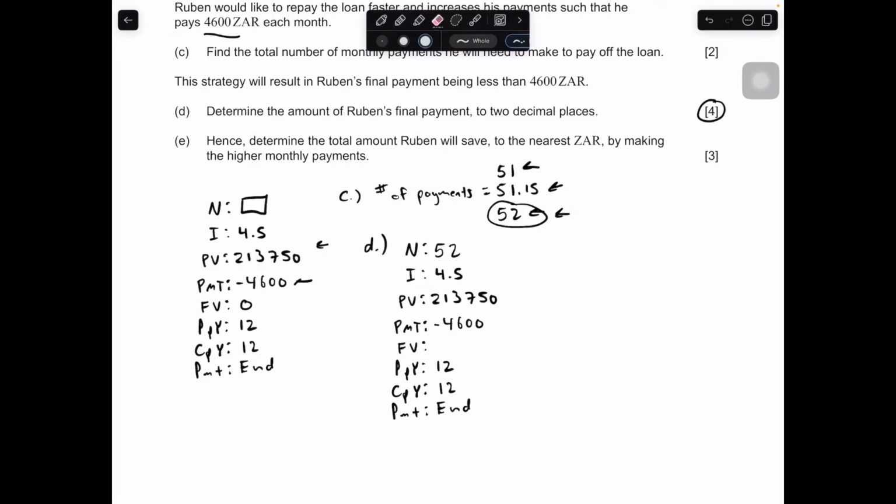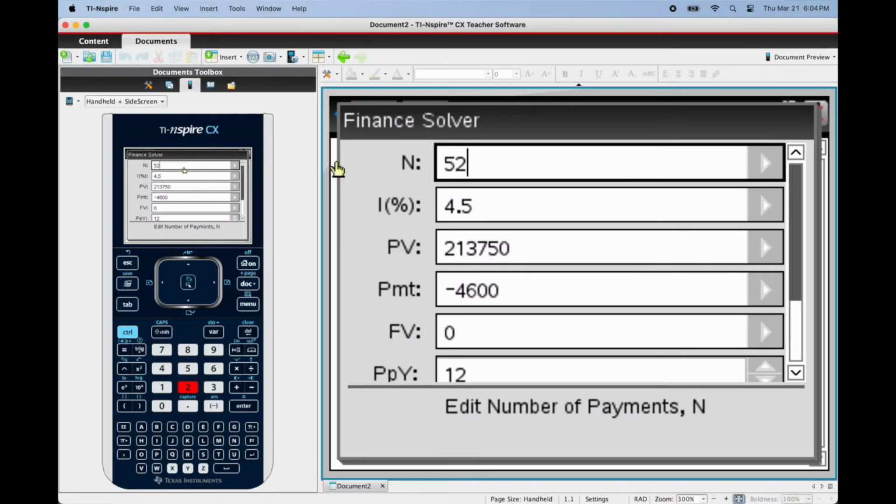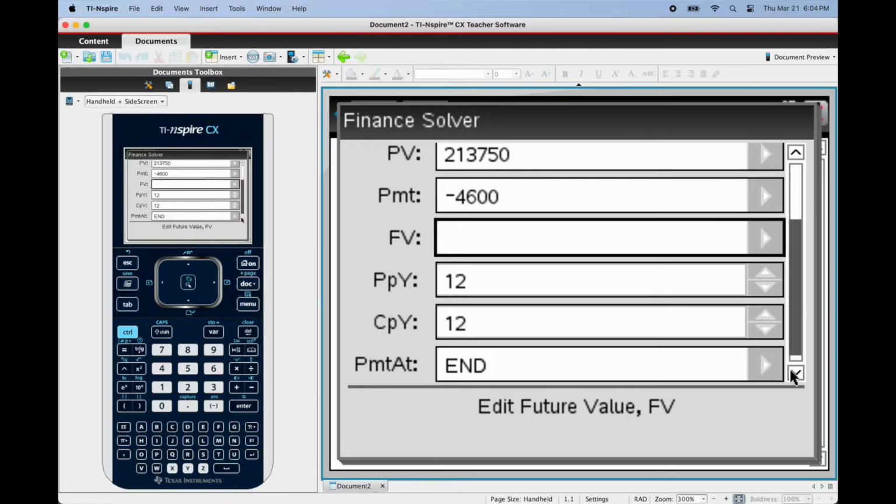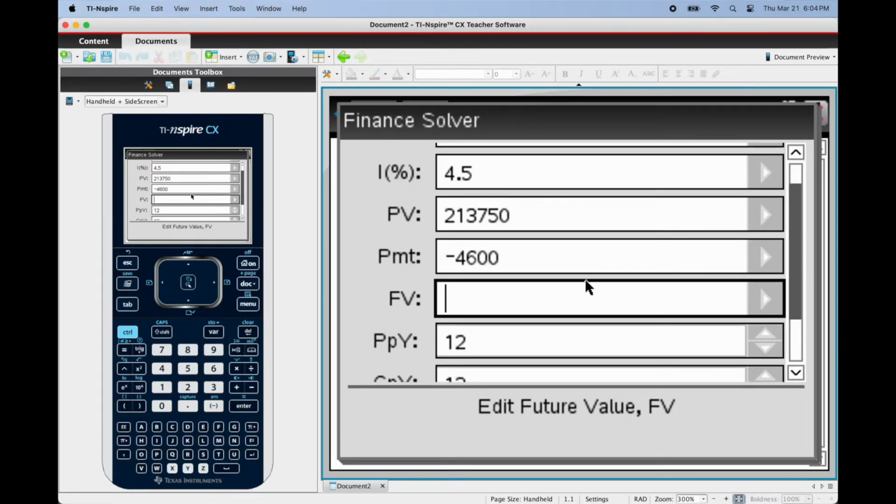So in this case, just to expand on this, let's say he does make 52 payments of 4,600. This is still the size of the loan, this is still the interest, this is still how many payments he's making a year, and so on, and the compounding period. What would be the final value? That should give us the amount that he's overpaid by. So let's go into the calculator screen and try to work that out. So this should be 52, 4.5. And let's ask the question, how much has he overpaid by?